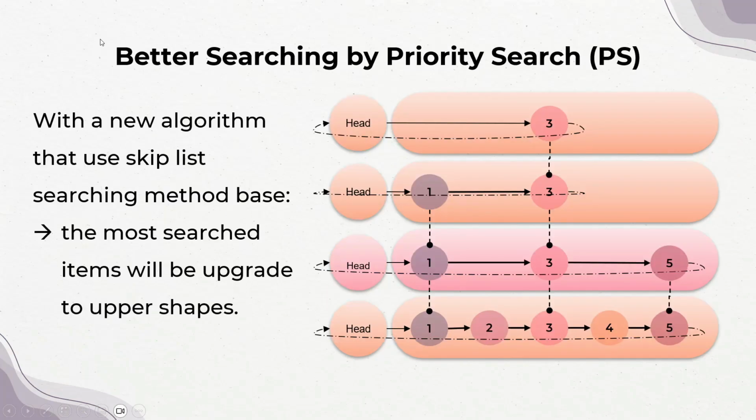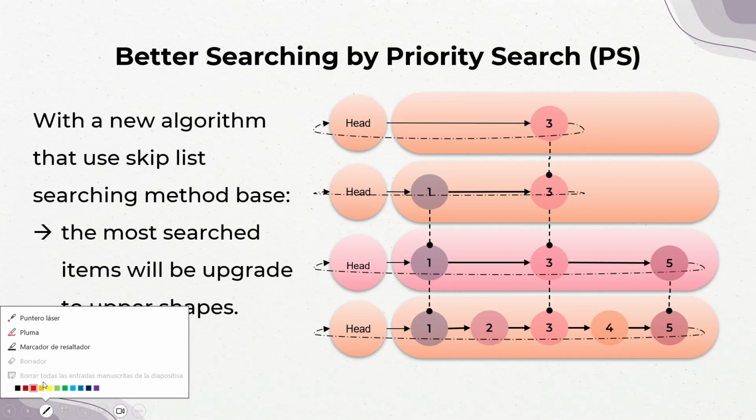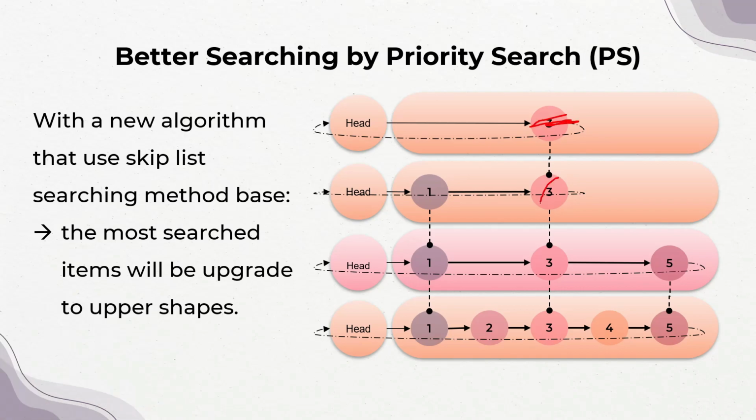So at last, we need to mention that ICSL has a better searching method, the priority search. What is that? With a new algorithm that uses the skip list searching method as a base, the most searched items will be upgraded to upper shapes. For example, imagine that we look for the 3. The first time, it is not here, not here, and not here, so we go to the lower shape and this is the number 3.